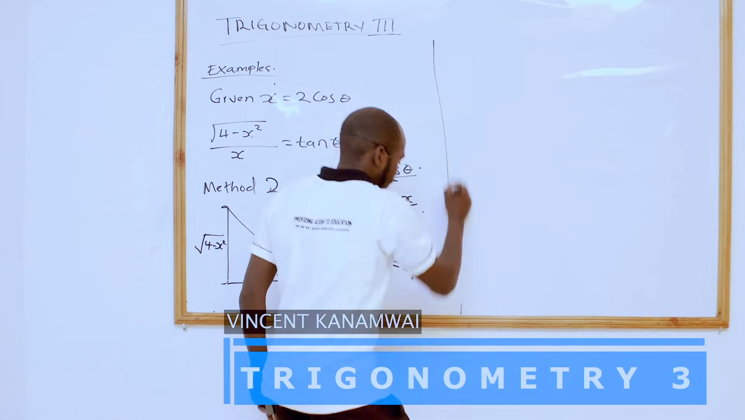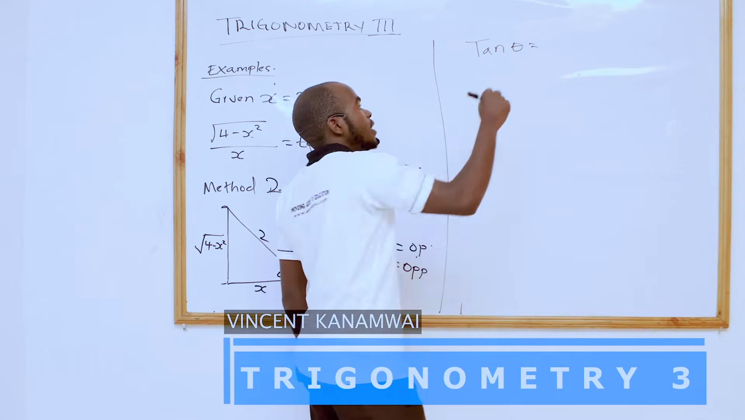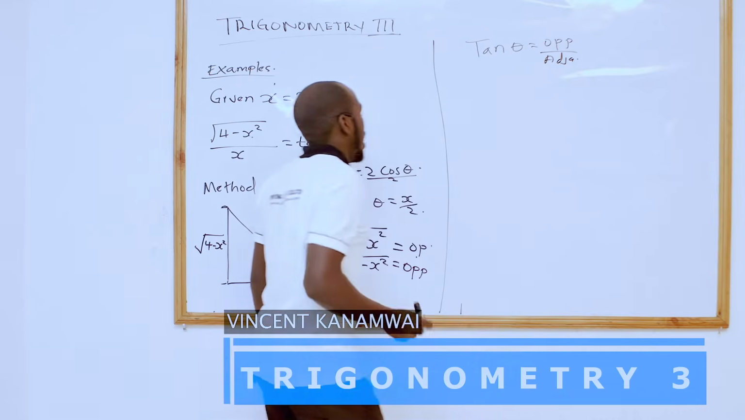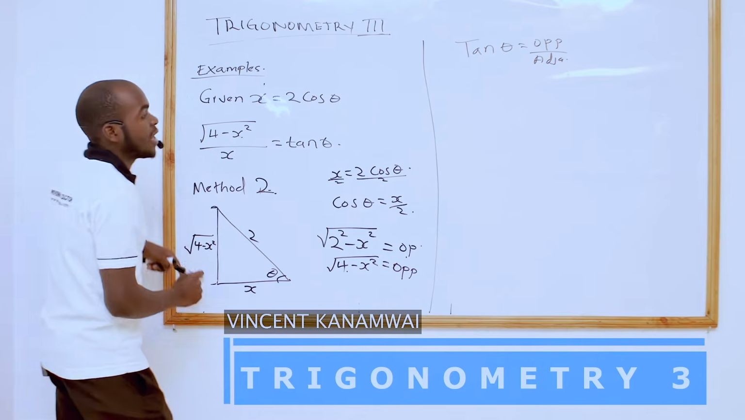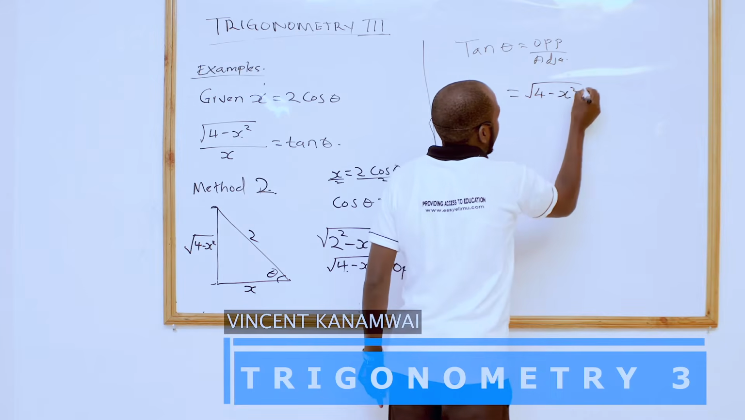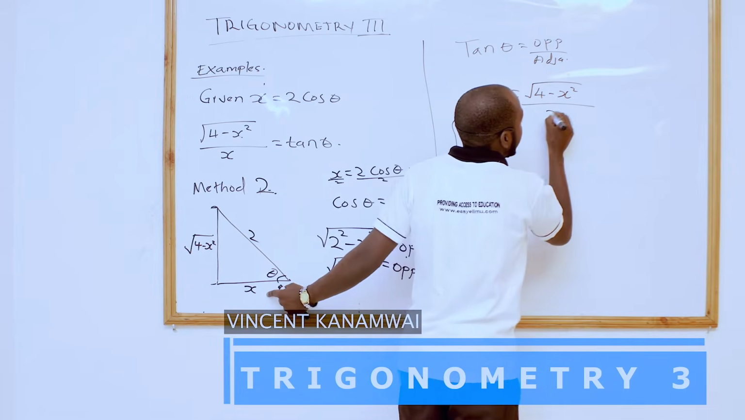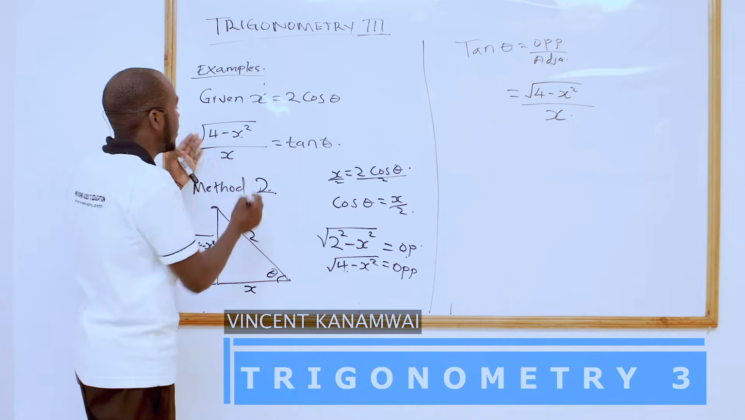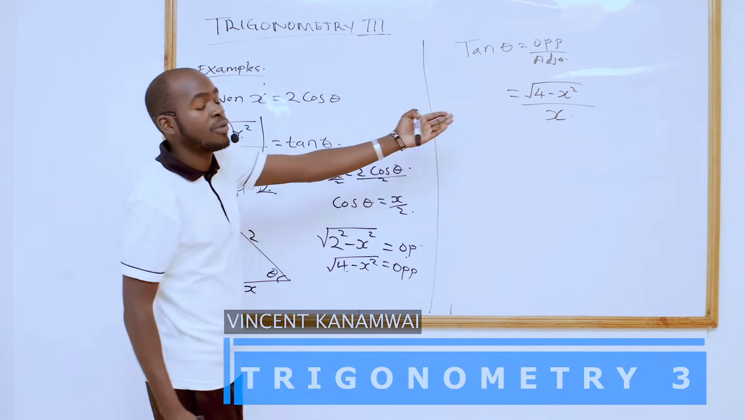But remember, we did say that the tangent of an angle is the opposite of that angle over the adjacent of that angle. So our opposite is the square root of 4 minus x squared, over the adjacent, which is x. We have found that given x equals 2 cos theta, this value is equal to tan theta just by drawing, and we can prove it that way.